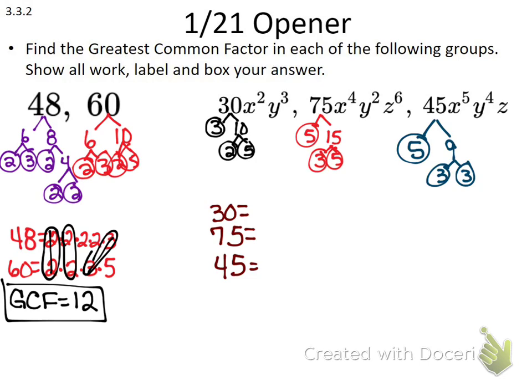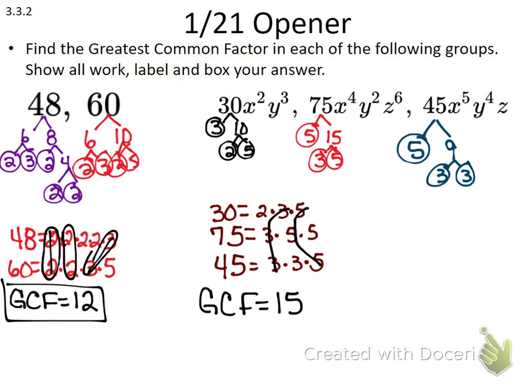Okay, so what do I put down for 30, Danny? 2, 3, 5. Okay, so 2 times 3 times 5. Okay, for 75, 3, 5, 5. And for 45, 3, 3, 5. Jenna, next step. Multiply. So there's a 3 and there's a 5. Multiply that would be 15. So the greatest common factor is 15.